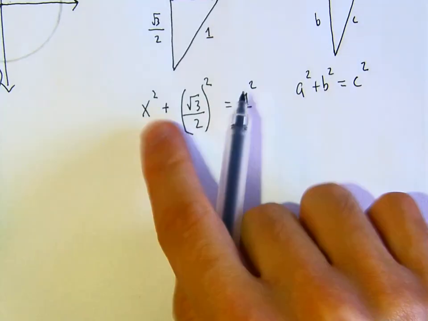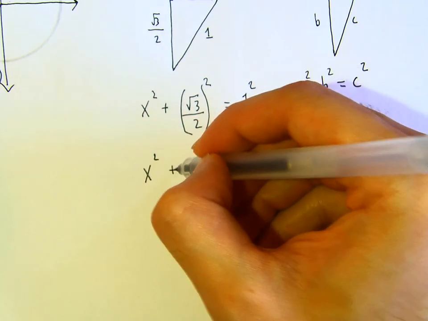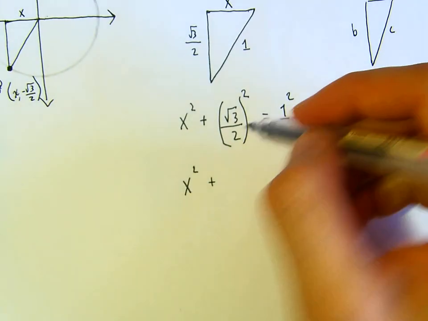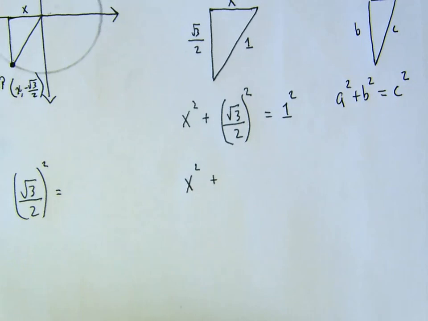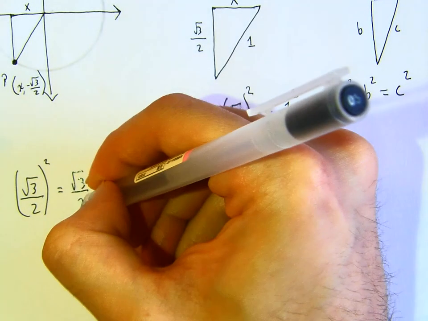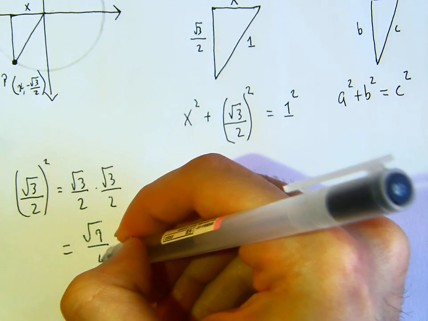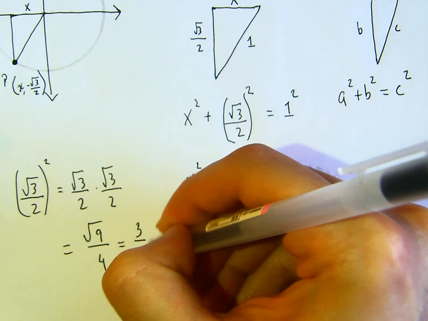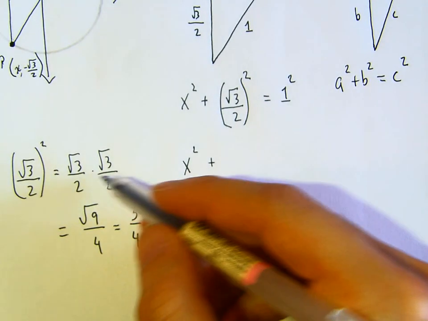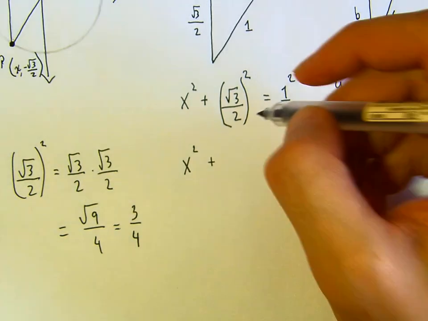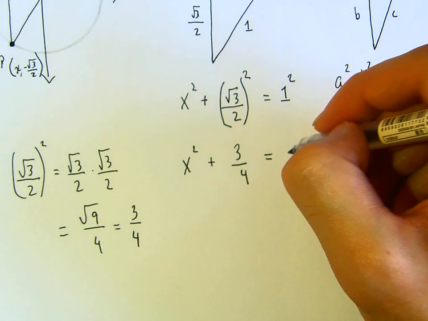Now, try and solve this on your own. How would you continue? This is x squared. And what does this become? What is square root of 3 over 2, the whole thing squared? Well, this becomes square root of 3 over 2 times square root of 3 over 2, which is equal to square root of 9 over 4, which is equal to 3 over 4. Okay? Take your time and see how I broke this one down, right? So now this becomes 3 over 4 equals 1.